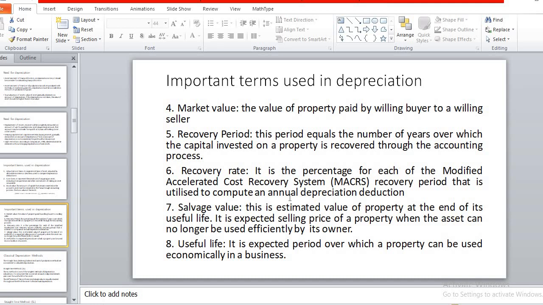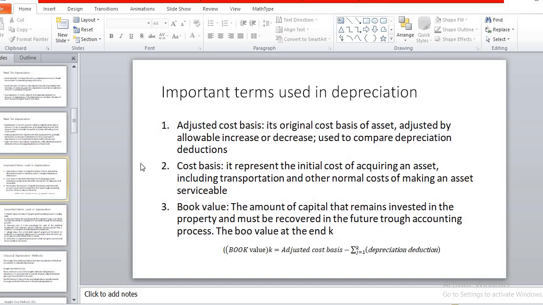The useful life is the expected period over which the property or asset can be used efficiently and economically in that particular business. So that is the useful life of that particular property or asset. These are some terms that are used in depreciation. So this is the adjusted cost basis value, which is used for comparison of the depreciation deduction.